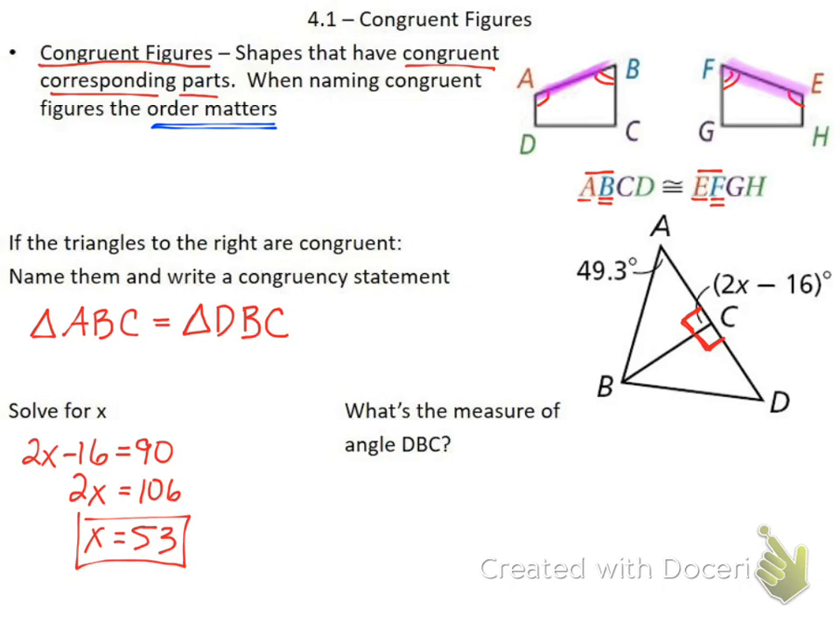On the other side, what's the measure of angle DBC? DBC is this angle up at the top here. So I know I've got a 90-degree angle, and this angle right there will be 49.3. So I can just do 180 minus 90 minus 49.3 to get that this angle right here, angle DBC, is going to be equal to 40.7 degrees.